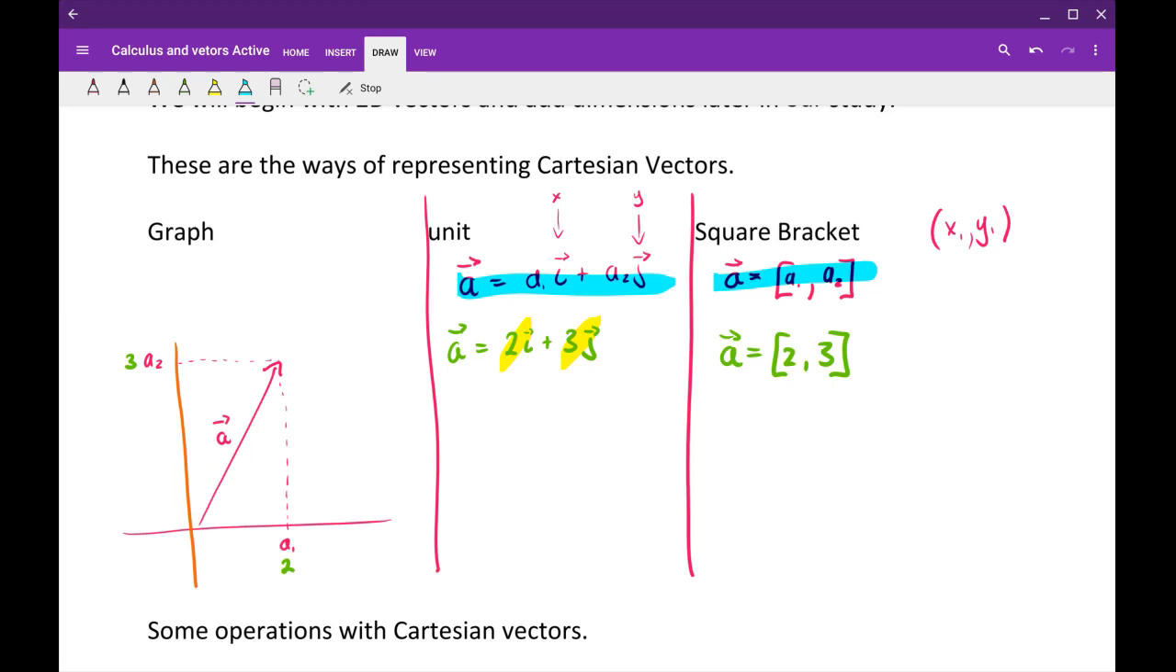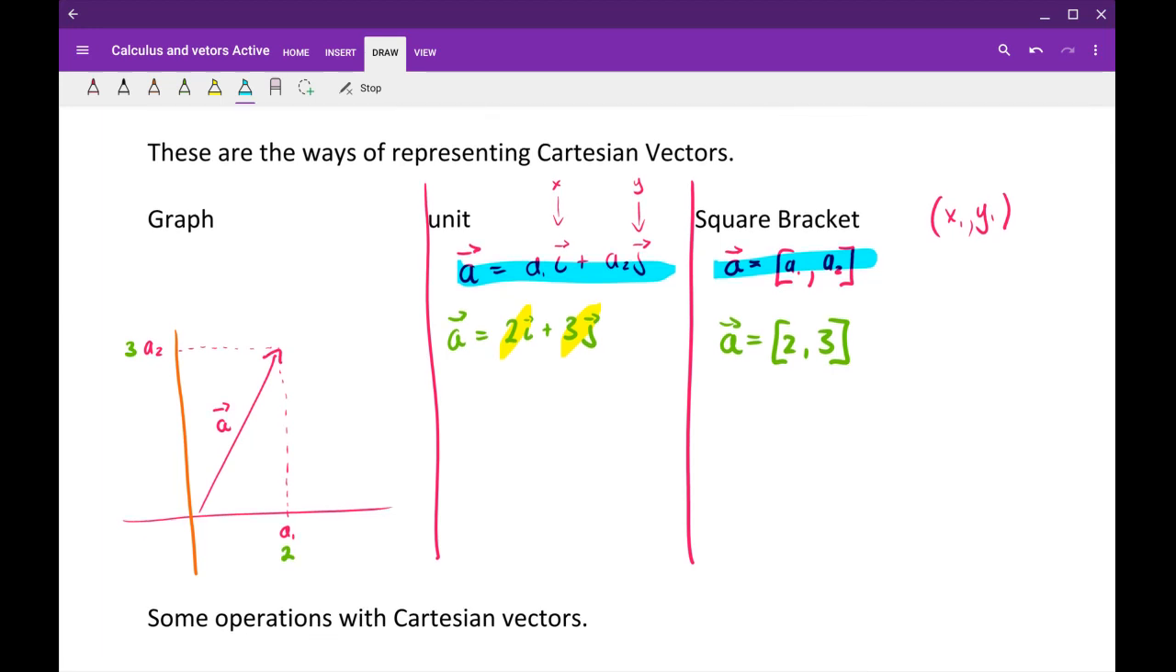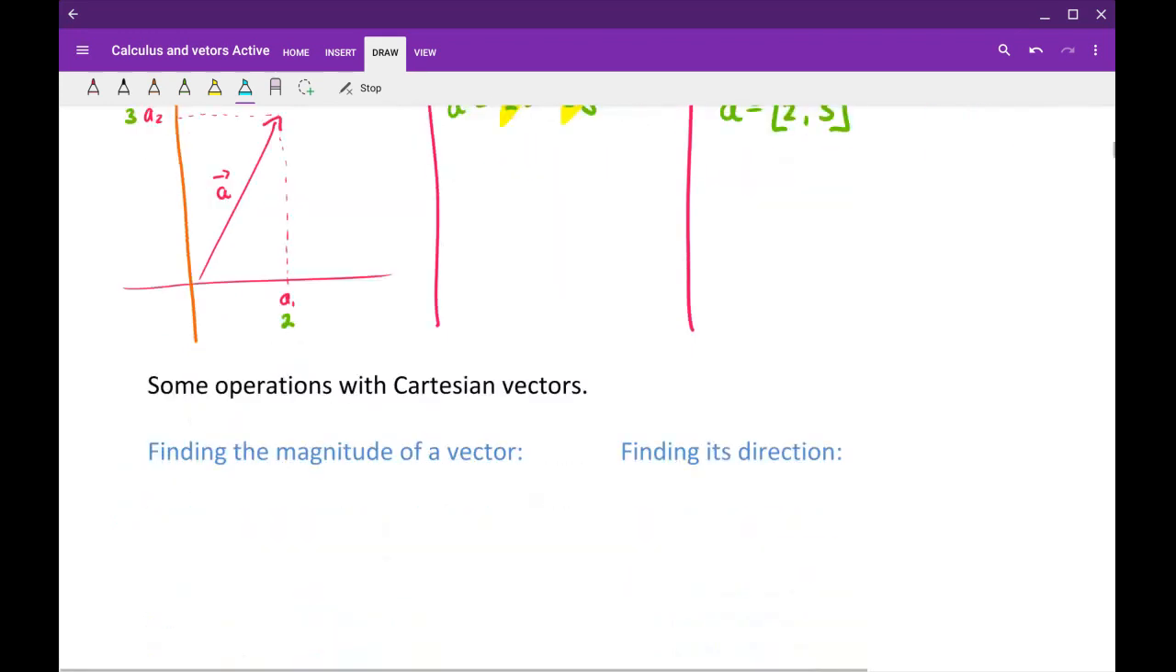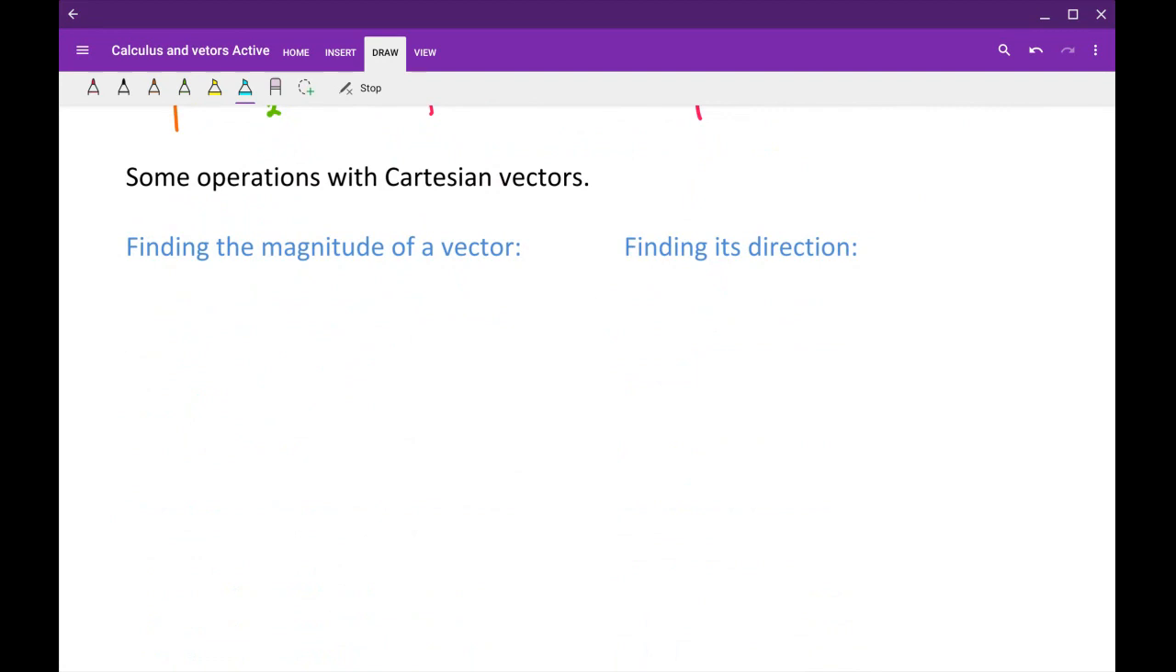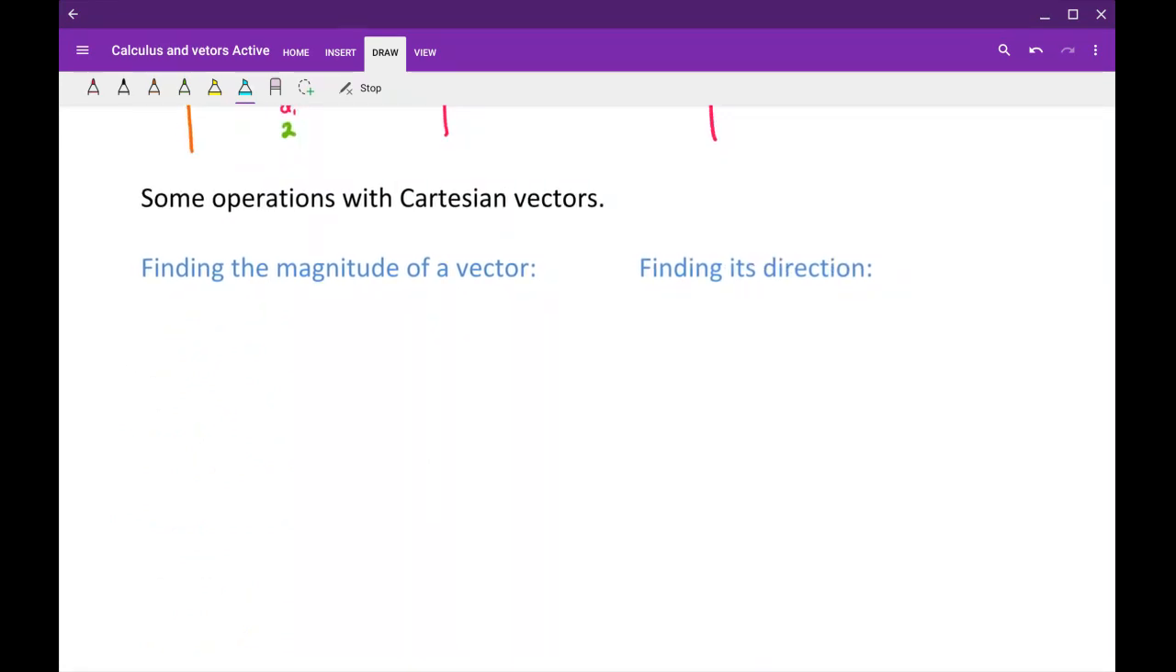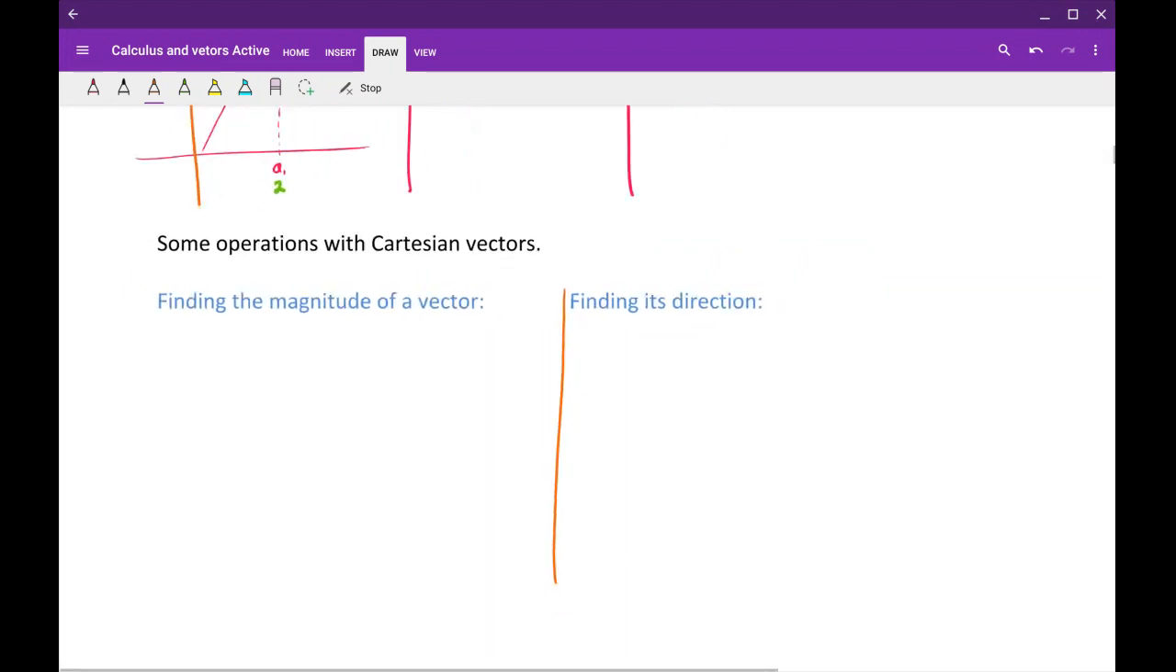And that's kind of the idea for these things. As these vectors start to unfold and we draw them in the next examples, you'll start to see how they work. So, some operations with Cartesian vectors. In these next examples, everything we're going to be doing is mostly with Cartesian vectors, but we'll have some geometric vectors slipping in.